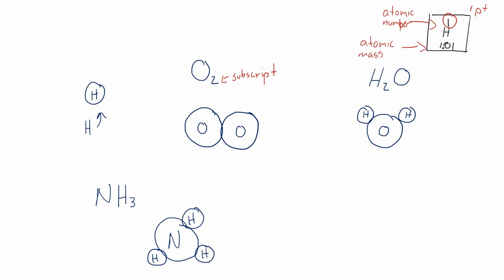If I'm looking at oxygen, molecular oxygen is made up of 2 oxygen atoms, so the 2 oxygens are bound together. Molecular water is made up of 2 hydrogen atoms and 1 oxygen atom combined together. And in my third example, ammonia, I have 1 nitrogen atom and 3 hydrogen atoms.